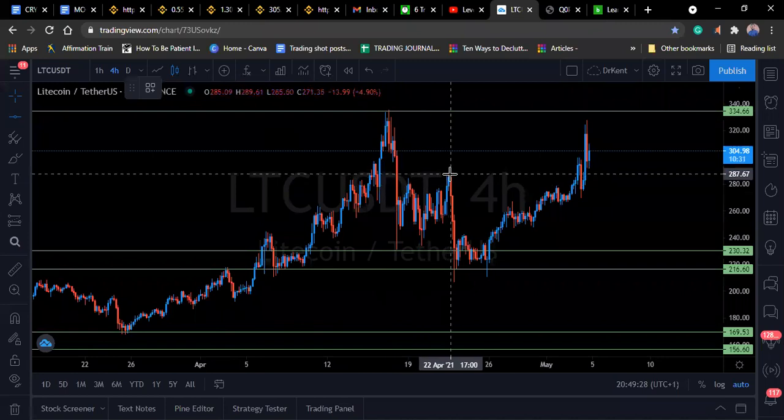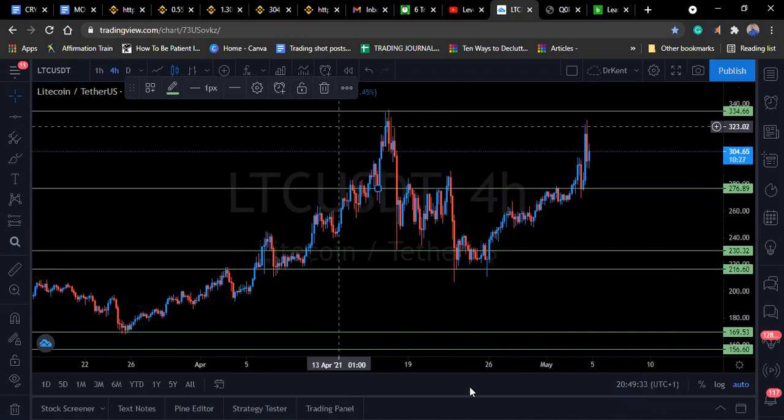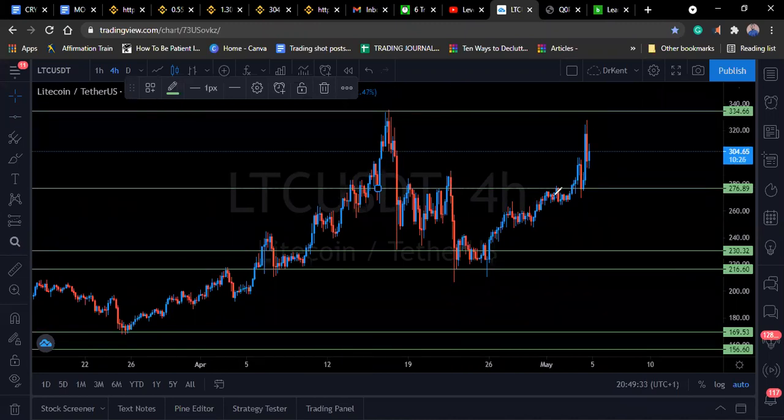This area was resistance before. This area here was resistance before. Now this area has acted as support today. I actually bought Litecoin here, went up. Luckily for me, I took profit before, as I saw it coming down. So now, if you decide to go to H1, H1 is a lower time frame.